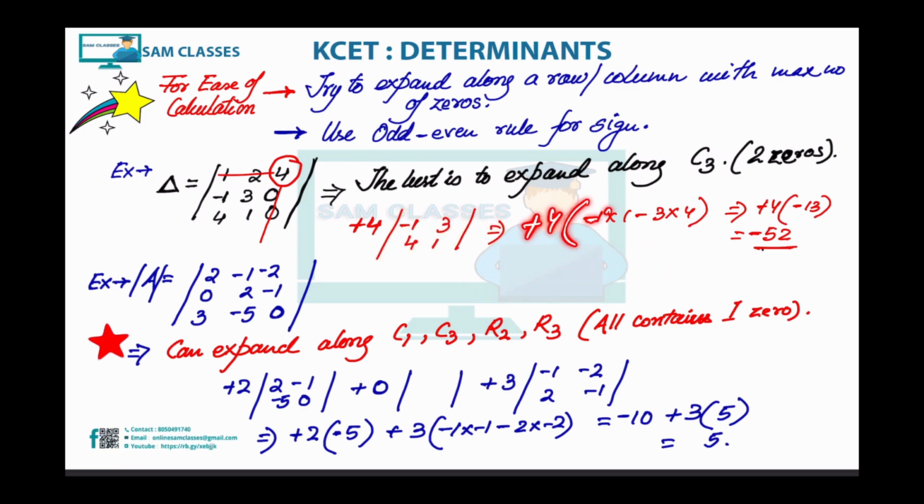So 4 and then you just expand minus 1 into 1, minus 3 into 4. So what do you get? Plus 4 minus 13. So 13 fours are how much, students? 52. Tables also memorize a bit. Calculations will be a bit faster. Okay. Done. So we expanded so easily and we got the answer.